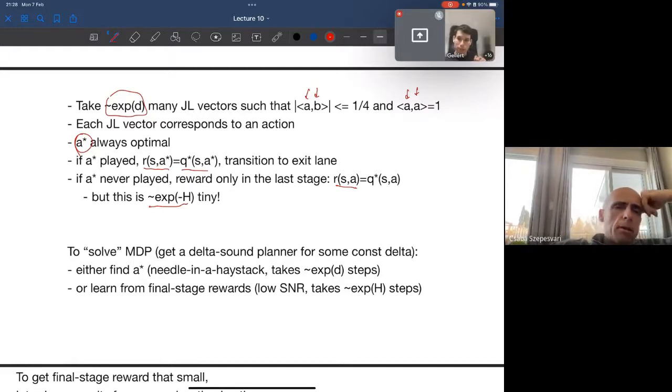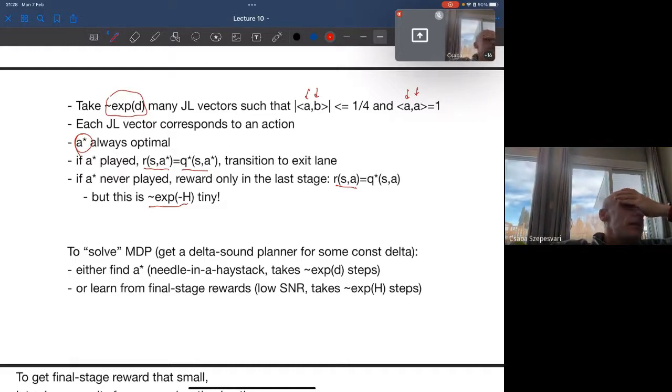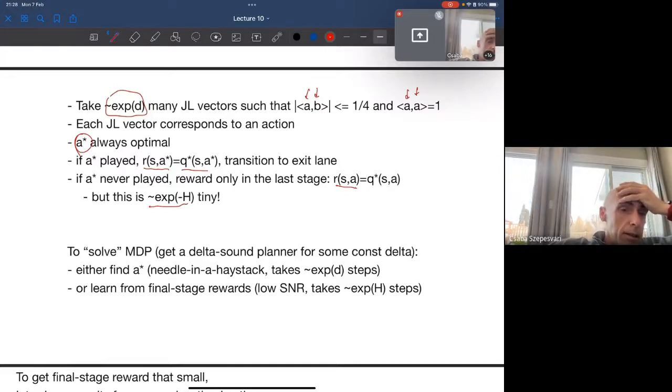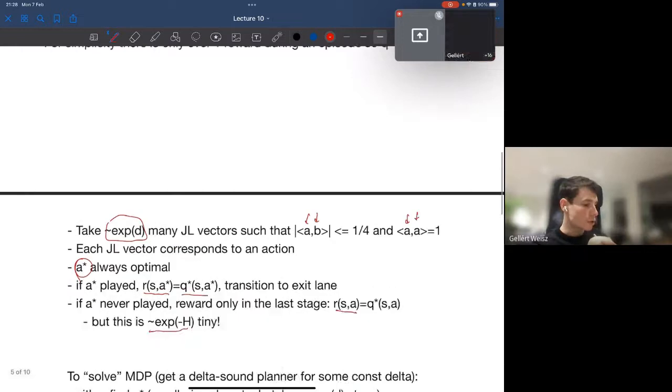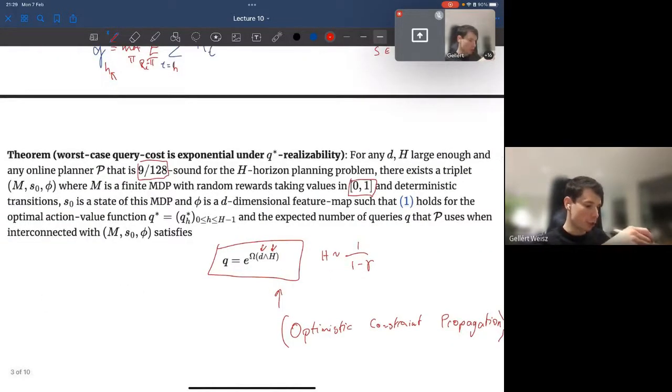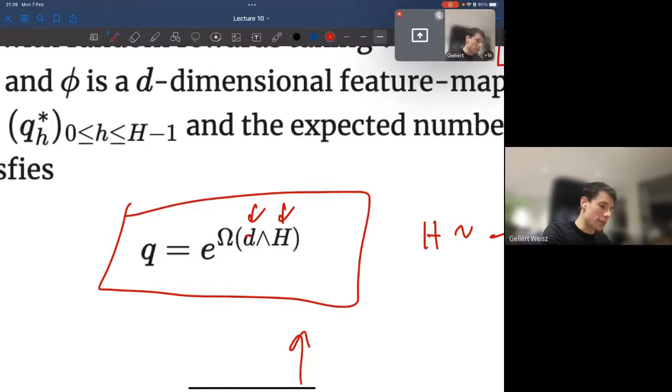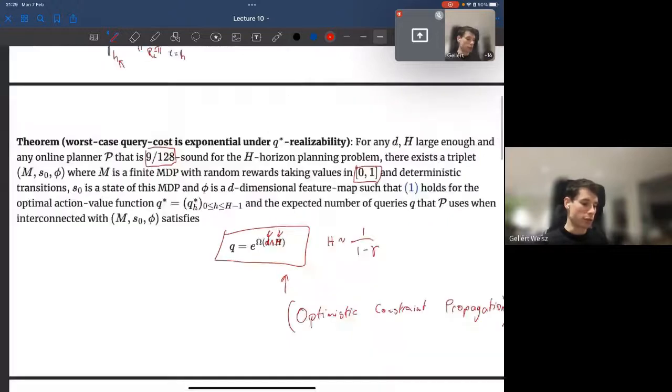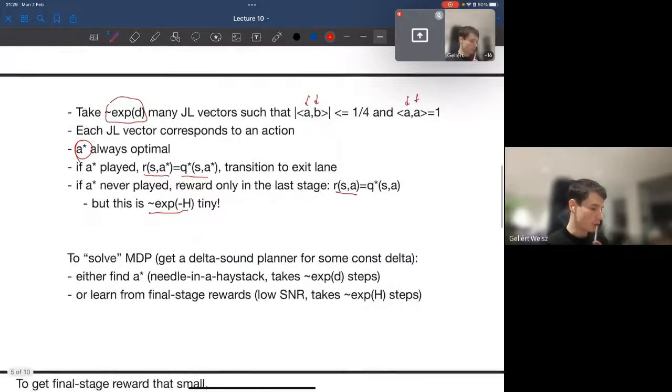So how does the dimension compare to the horizon? Okay, I don't know if this is the question, but what the theorem will say is that it's the minimum of D and capital H that the planner is going to be exponential in. So if you give a horizon that is small, or a dimension that is small, then the theorem won't be able to say much. And it is only the minimum of the two. But I suspect that wasn't your question.